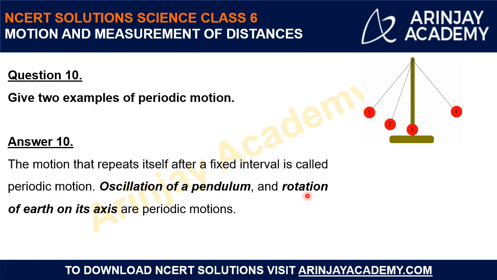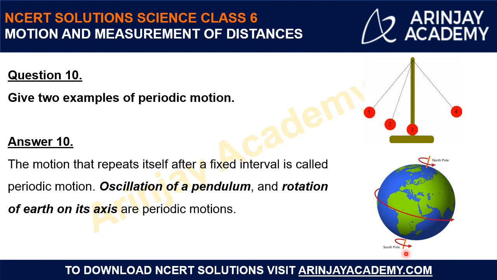The second example is the rotation of the earth on its axis. We know that the earth rotates about an axis which passes through the poles, from the north pole to the south pole. It takes the earth 24 hours to complete one rotation, right? So the rotation of the earth is again repeating its motion after every fixed interval, that is 24 hours. So the rotation of the earth on its axis is also a periodic motion. Do remember that these two are very good examples of such kind of motion.